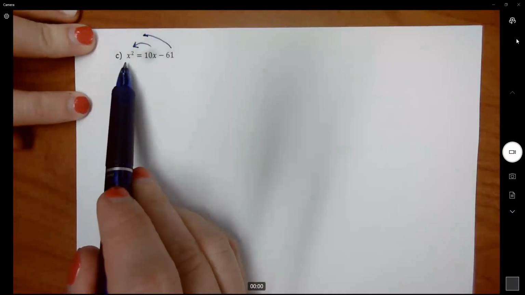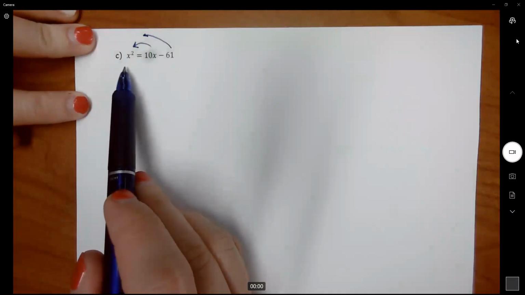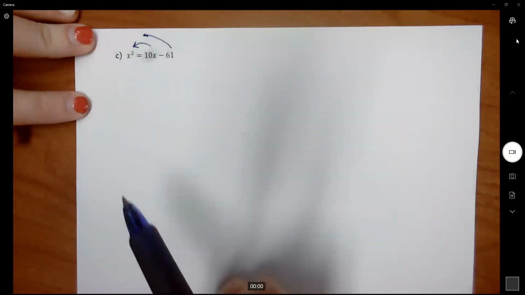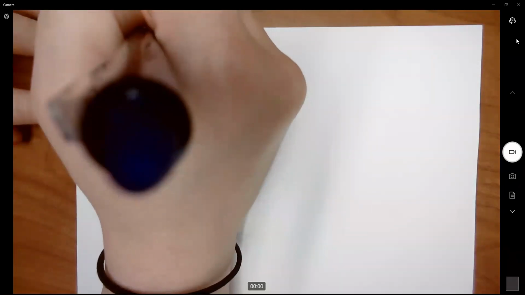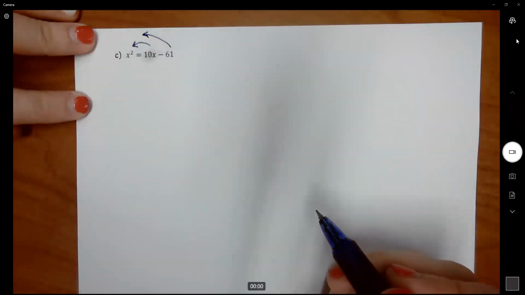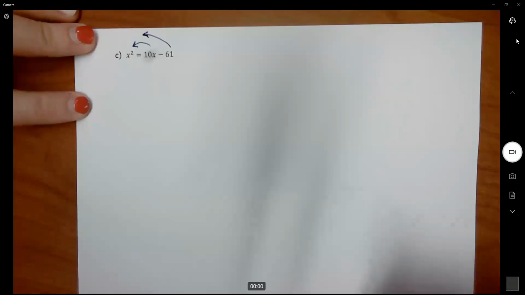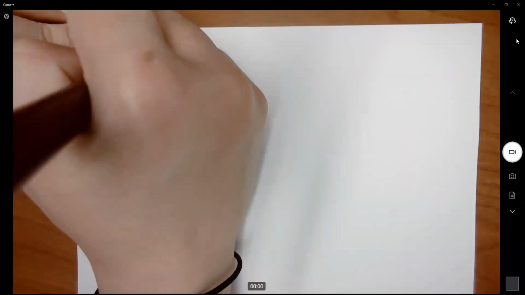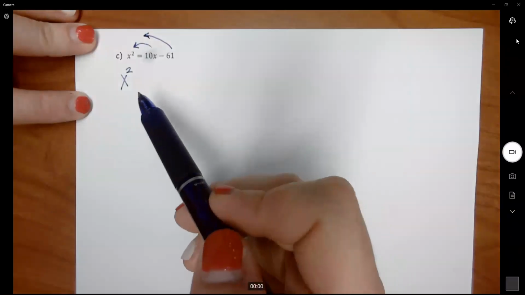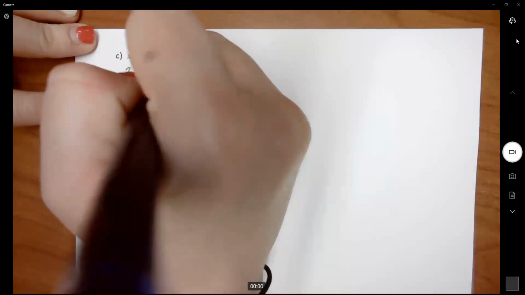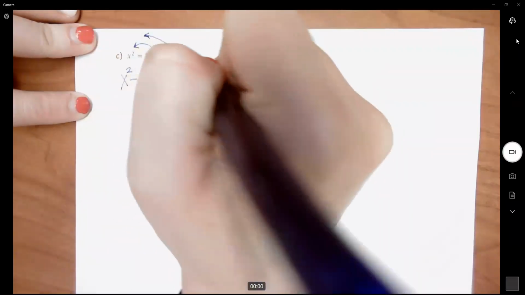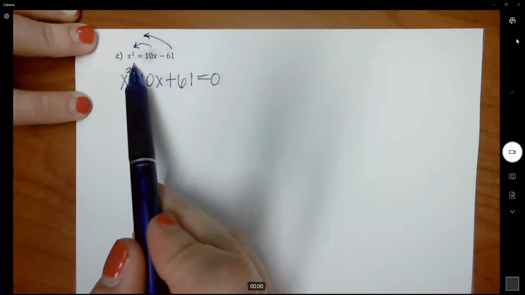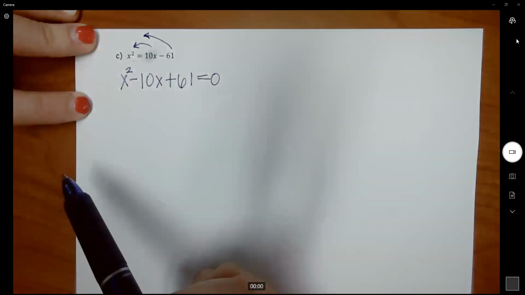I typically want to keep this x squared term positive. You especially do when you're factoring. It's not quite as important whenever you're using the quadratic formula, but I like to just do it every time. So my equation is now going to be x squared minus 10x plus 61 equals 0. I subtracted the 10x over and added the 61 over.